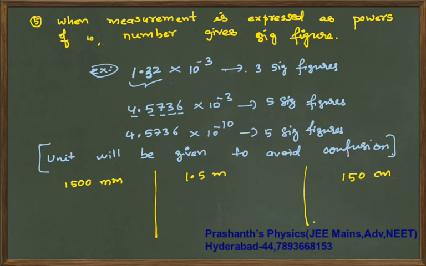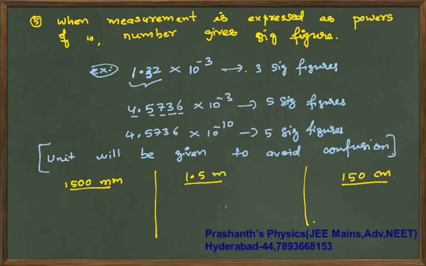Because 1 centimeter is how much? 10 millimeter. So 150 centimeter or 1500 mm, it is the same. 1.5 meter, 1 meter is 1000 mm. So 1.5 into 1000 will once again give you 1500 mm.